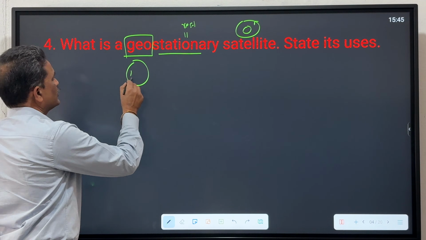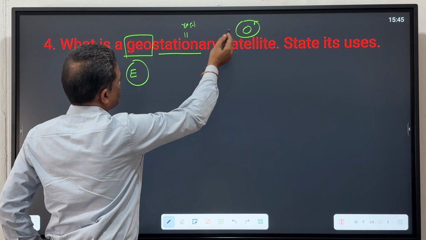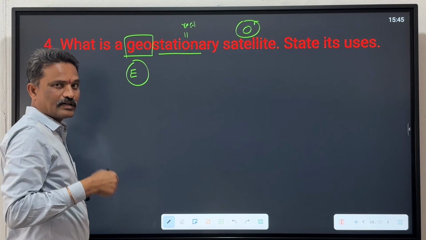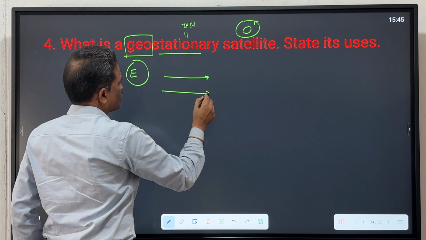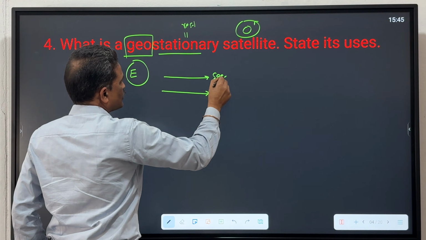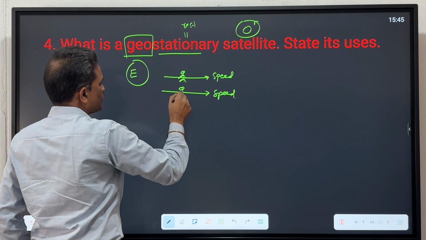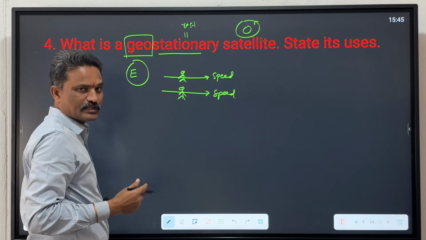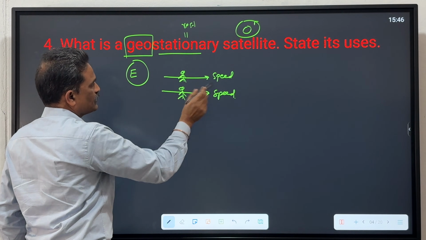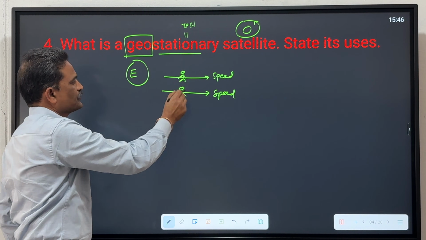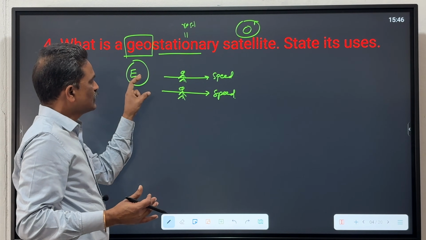Now geo means earth, stationary means rest. A satellite cannot be at rest. A satellite always moves. Why is it called rest? Suppose two objects are moving in the same direction with the same speed, the relative velocity will be zero. That means this person appears to be at rest. We both are moving with the same speed, so when compared with the other's speed, this fellow's speed will be zero. We both feel that we are at rest. We can talk to each other while going with the same speed on two bikes in the same direction.